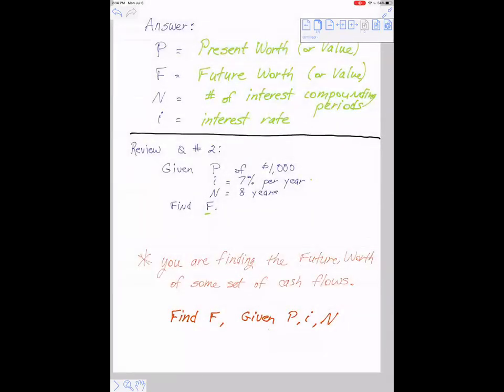P stands for present worth or present value. F stands for future worth or future value. N is the number of interest compounding periods. And I is the interest rate.